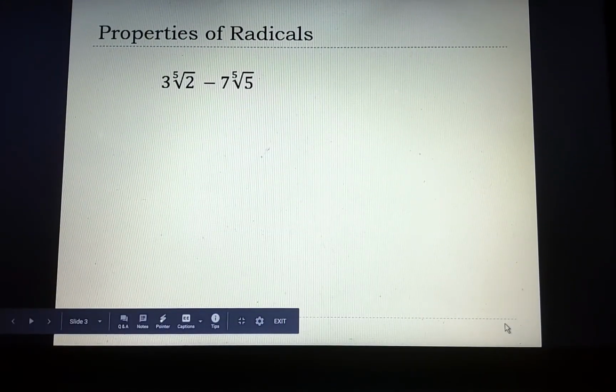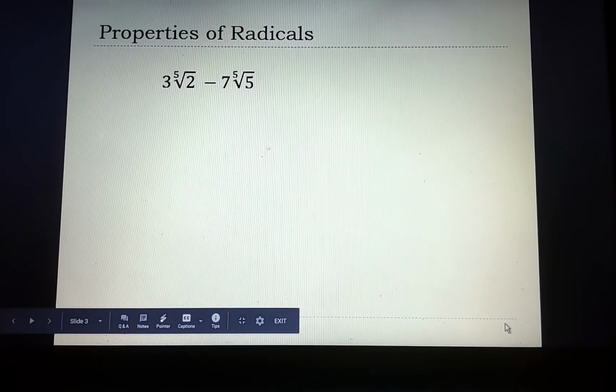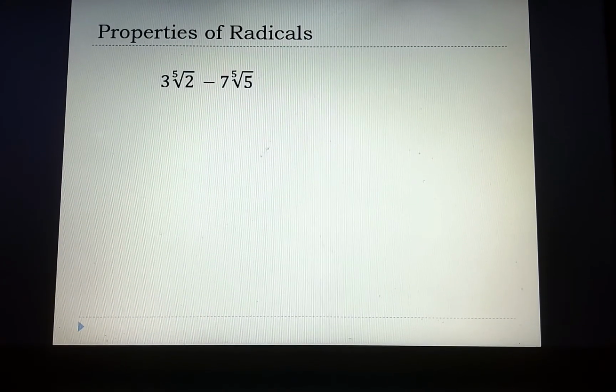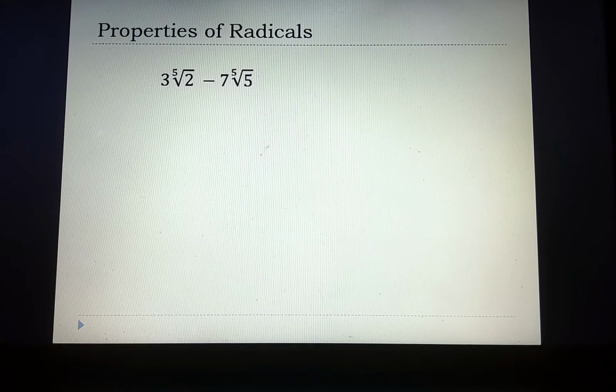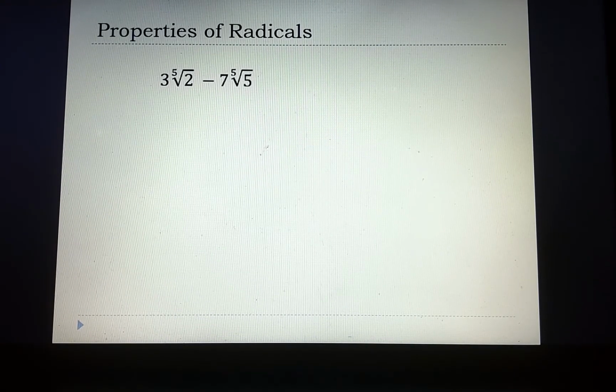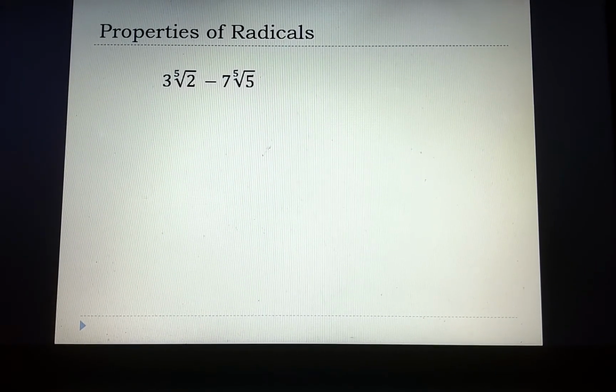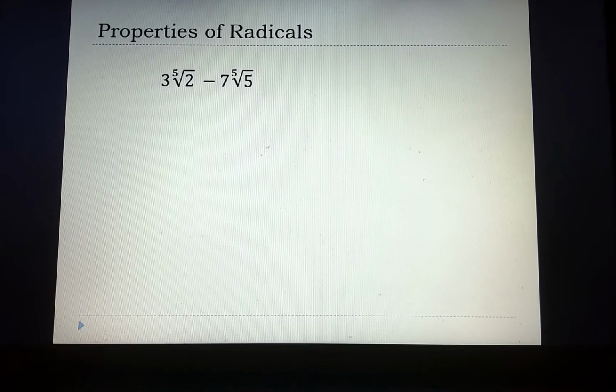Okay. Now this one, we've got 3 times the fifth root of 2 minus 7 times the fifth root of 5. The radicals are not the same, again. But there's no way we're going to break the 5 down into a 2. And we can't multiply the 2 by anything to make it a 5. So what we're going to do is change both radicals into the same thing, kind of like making a common denominator. And we're going to do that by multiplying them by each other.